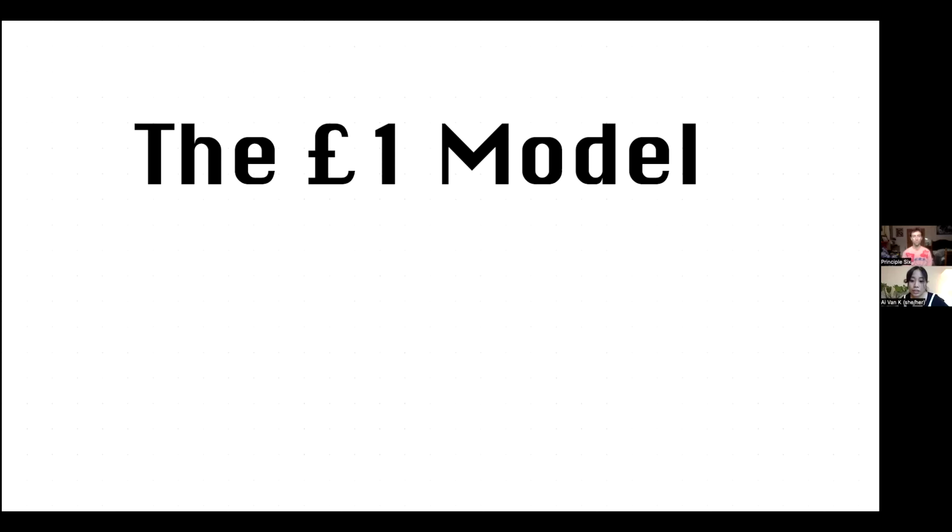Okay, the £1 model is like a highly simplified profit and loss. So the main changes are that you put the profit line at the top instead of the bottom. You don't distinguish between your different sources of revenue. You just have one line for revenue. I don't care where the revenue came from.